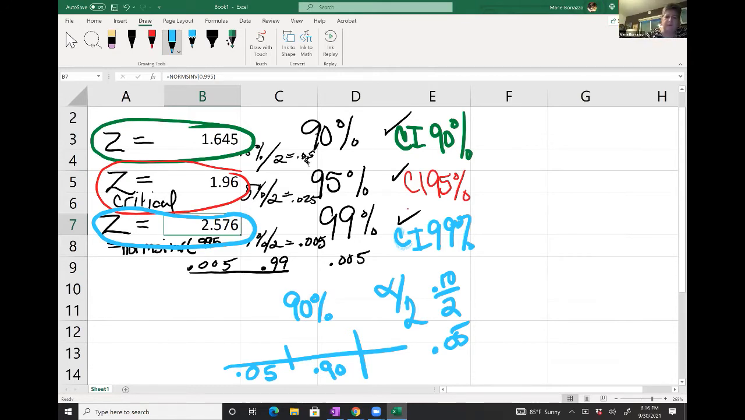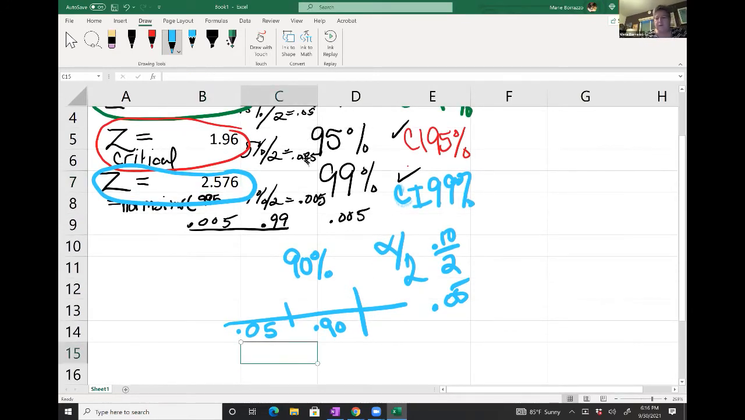What that means for us is that if I go into Excel and type equals NORM.S.INV, I want this one, NORM.S.INV. Notice it's asking for probability. I'm going to put in 0.95, because I'm adding that middle chunk and the first chunk, hence 0.90 plus 0.05, which is 0.95.